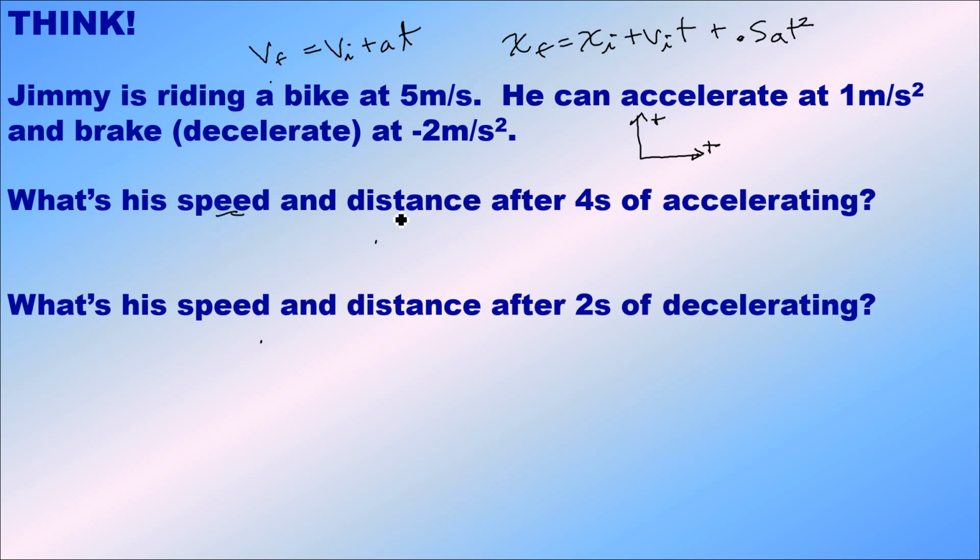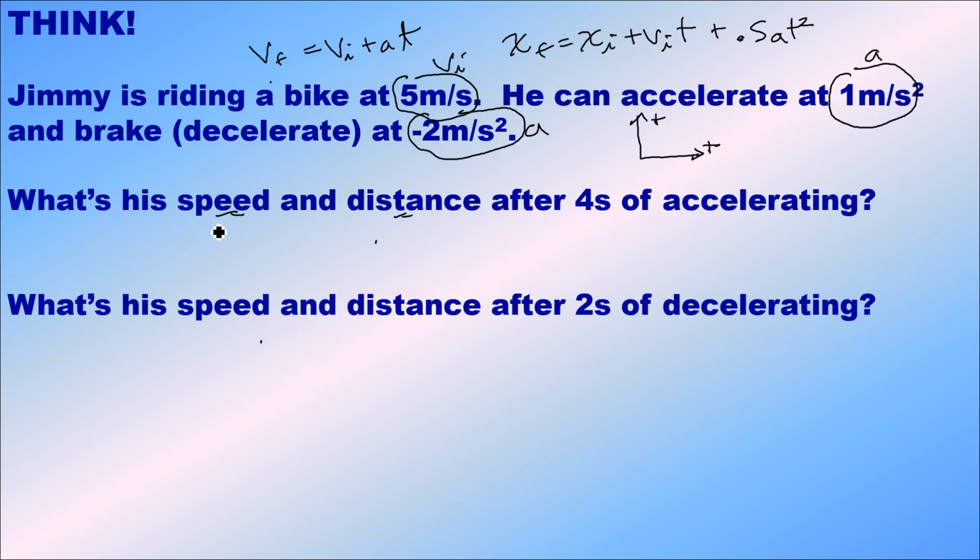We're looking for speed and distance. So these are positions and a velocity over here. This 5 meters per second is an initial velocity. He can accelerate at 1, so this is an acceleration. And brake, decelerate, we have a negative 2 right here, so this is also an acceleration. So we do have two different accelerations depending upon what we're asked.